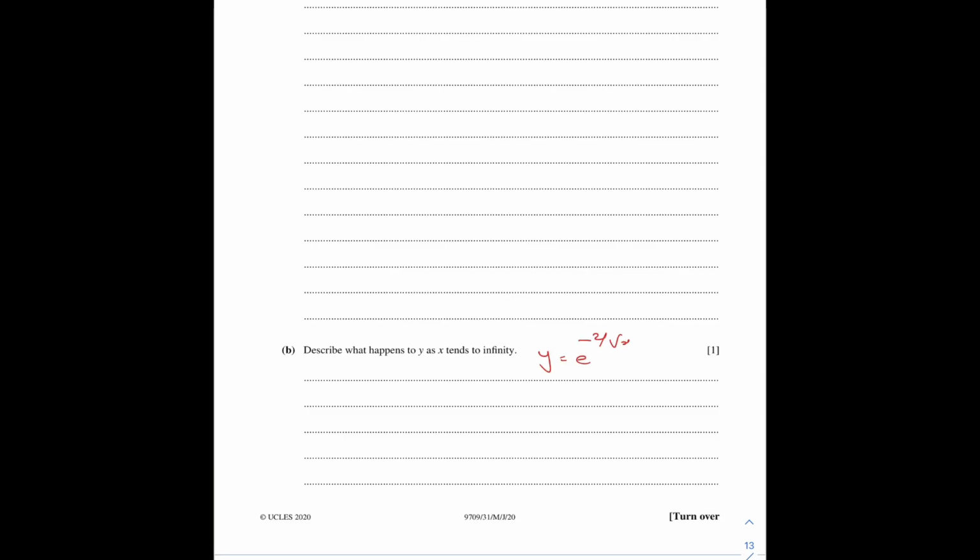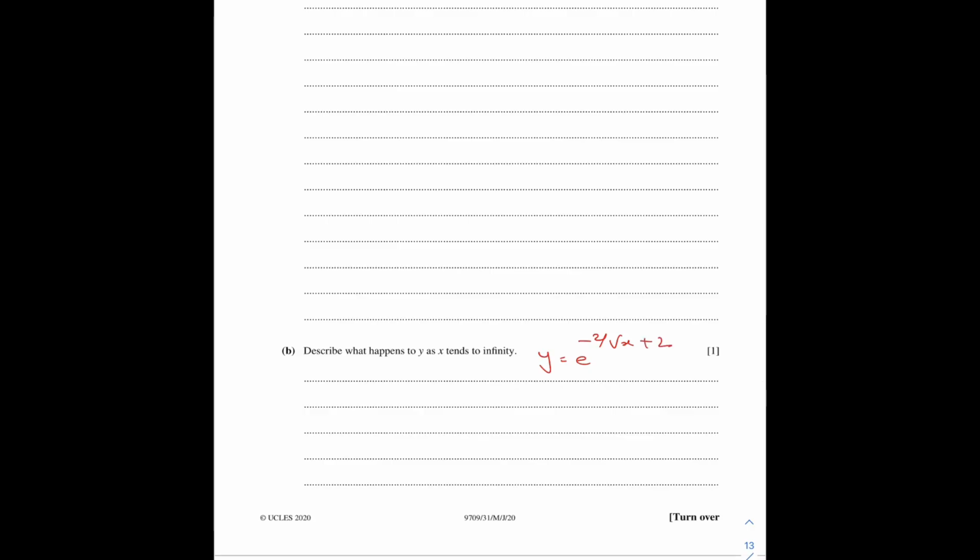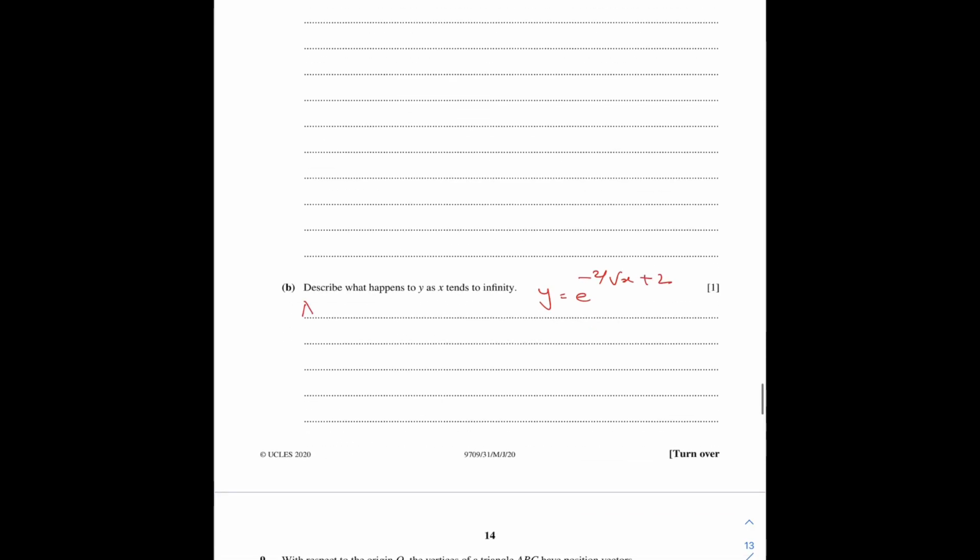Describe what happens to y as x tends to infinity. So first of all, I will write the equation. Y is e to the power negative 2 over root x plus 2. All right. So I'm writing as x tends to infinity, then e to the power negative 2 over root x plus 2 becomes e to the power negative 2 over root infinity plus 2.